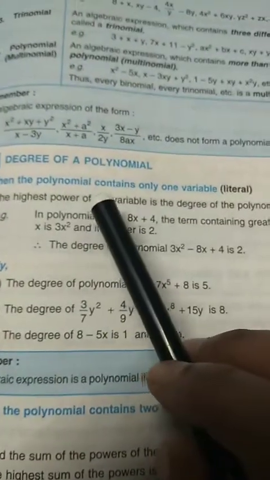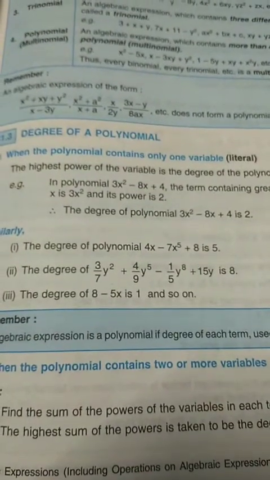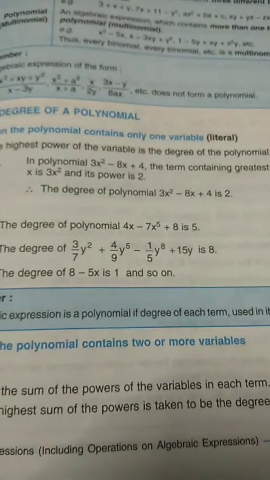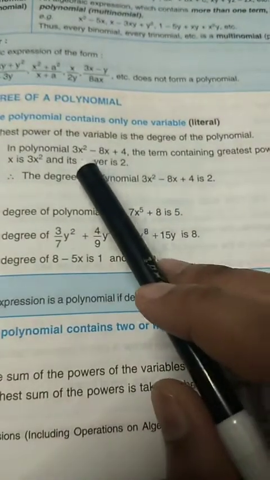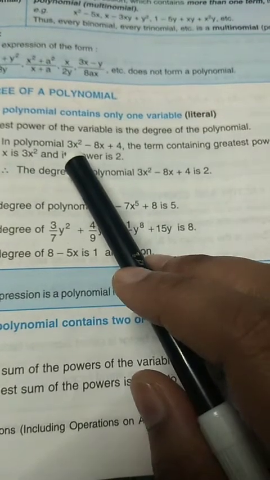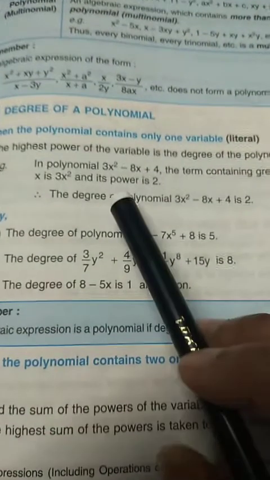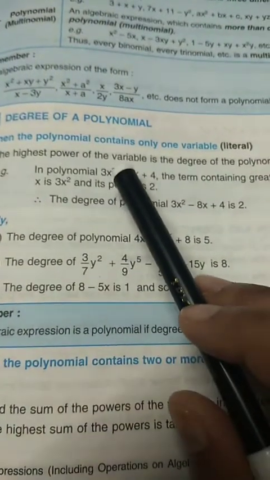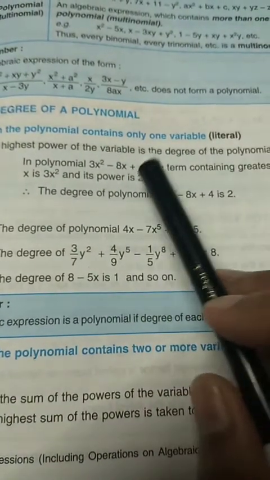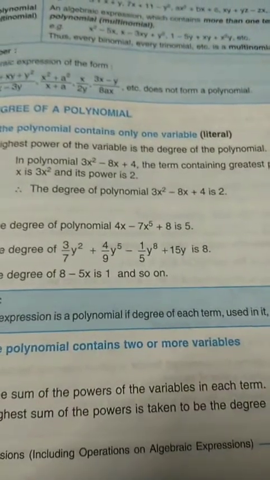Then the next is the degree of a polynomial. What is the degree of a polynomial? The highest power of the variable is the degree of the polynomial. Now they have taken an example of a trinomial expression. Here in this trinomial expression, you can see the highest power is 2. Power means exponent. So the highest power in this expression is 2, so it will have degree 2.